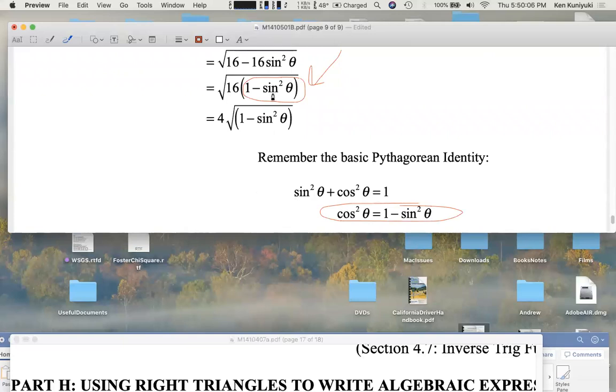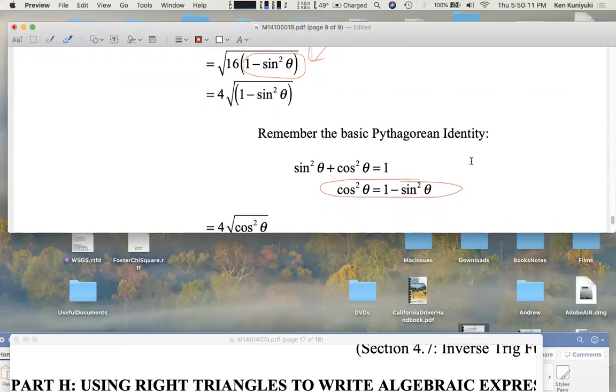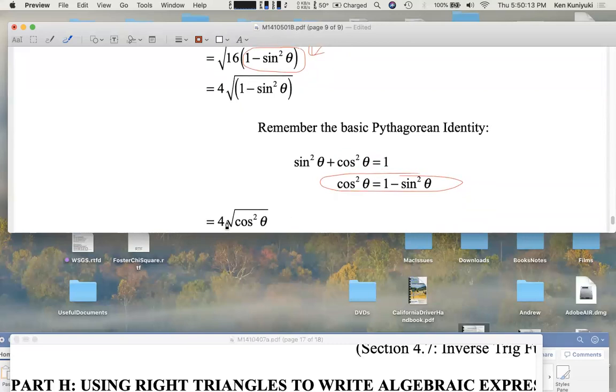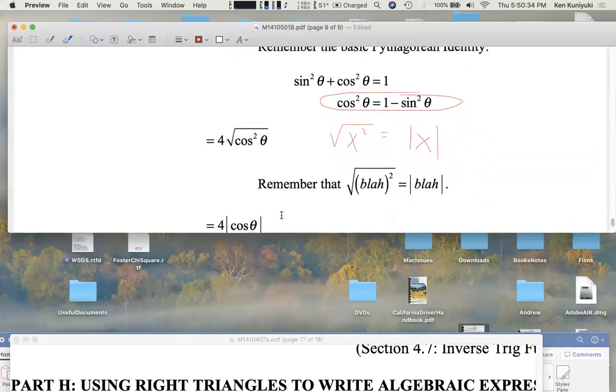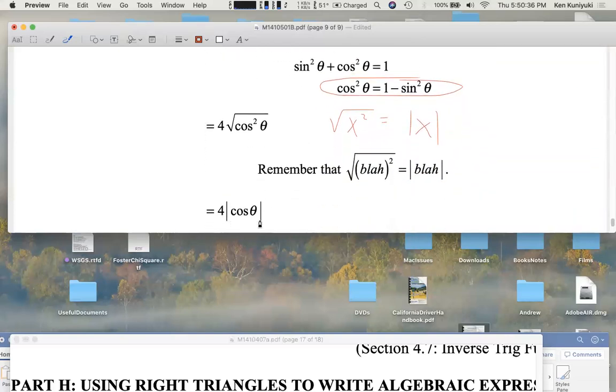The square root of a product is the product of roots. These are non-negative. So we have 4 times the square root of cosine squared of theta. Now, technically, what's the square root of x squared in general? In general, it's not just x, it's the absolute value of x. So technically, we should start by saying that this becomes 4 times the absolute value of cosine of theta.